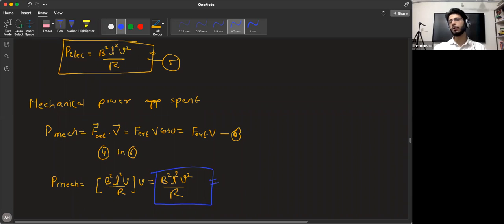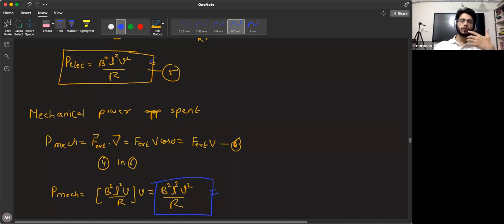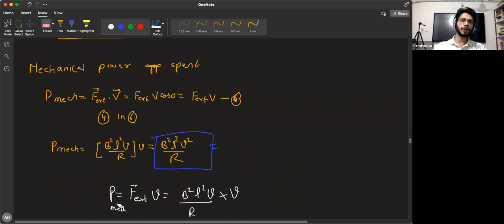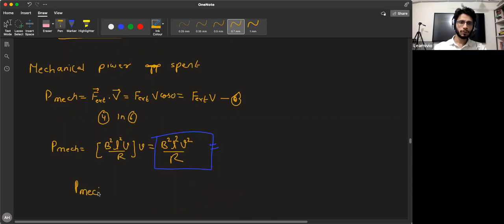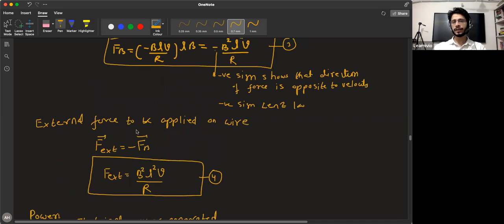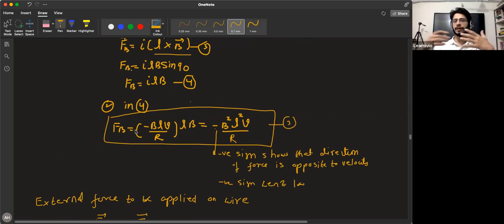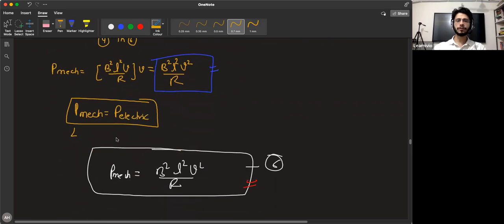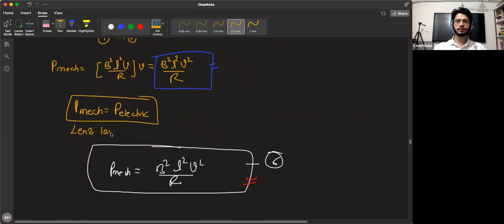Now you can see, the mechanical power spent is exactly equal to the electrical power generated. So from where is that electric power coming? It's coming from the mechanical power only. The energy that you spend in moving the conductor gets converted into electrical energy. So you can say that P mechanical is equal to P electrical. So energy is conserved, because all these directions of force, current, everything come from Lenz's law. So you can say the energy is conserved because of Lenz's law, or that this is the proof that Lenz's law is in accordance with the law of conservation of energy.